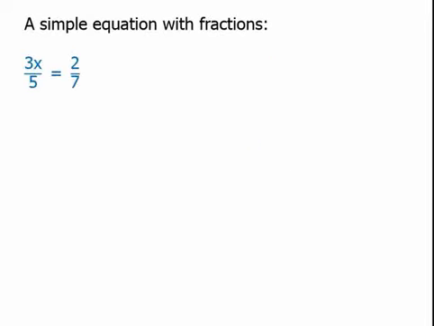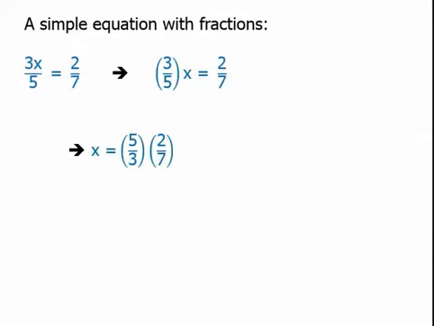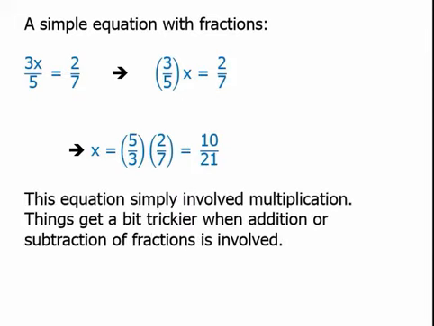So for example, if we had a very simple equation such as this, well, of course, that 3x over 5, we're going to rewrite as 3/5 times x. Now we have a fraction times x, and we're going to multiply this by its reciprocal. x equals 5/3 times 2/7, multiplying through, we get 10 over 21. This equation simply involved multiplication. Things get a bit trickier when addition or subtraction of fractions is involved.